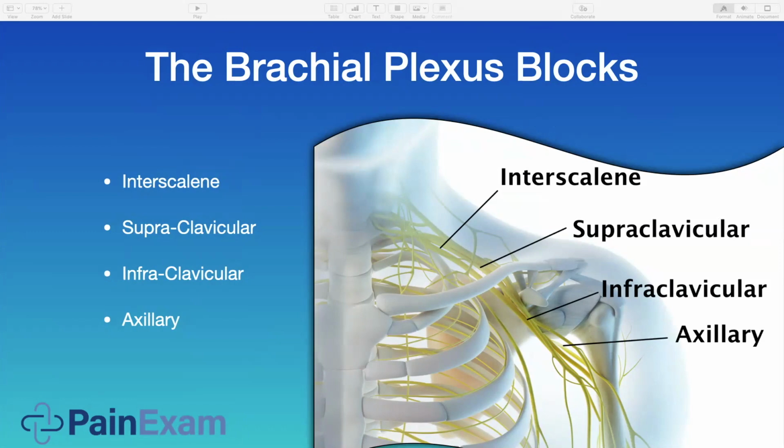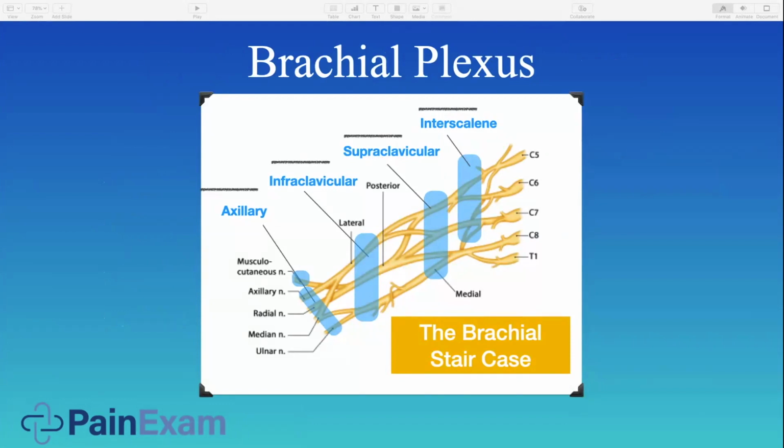The axillary brachial plexus is really not considered the brachial plexus by many because the nerves have already branched out at this time. The axillary nerves, as you can see, consist of the musculocutaneous, axillary, radial, median, and ulnar. Not to be confused, the axillary nerve and the axillary brachial plexus, okay?